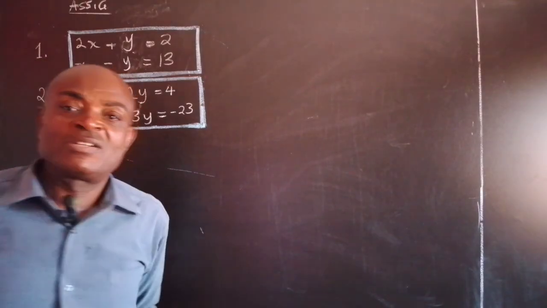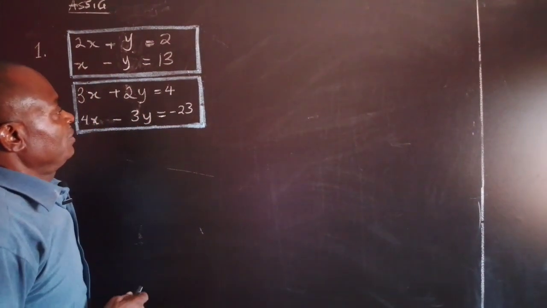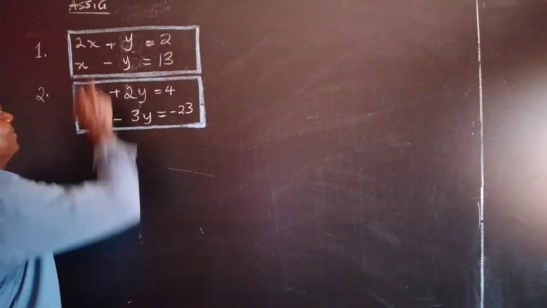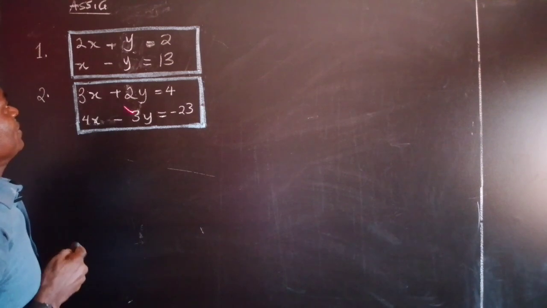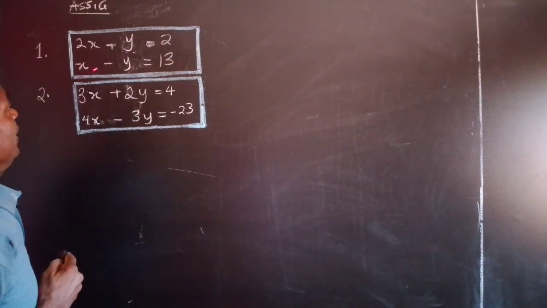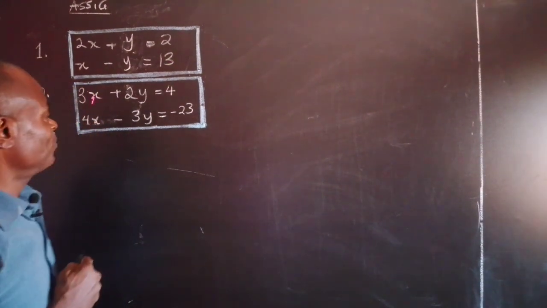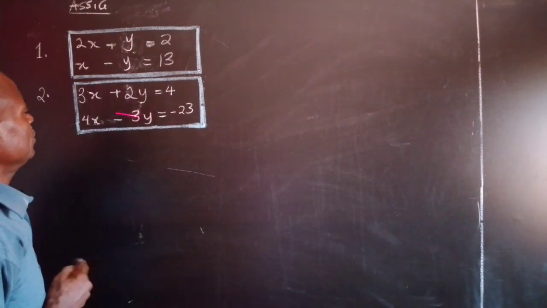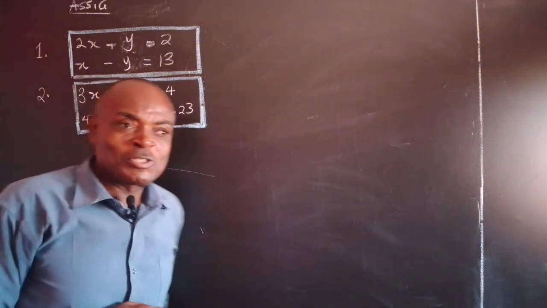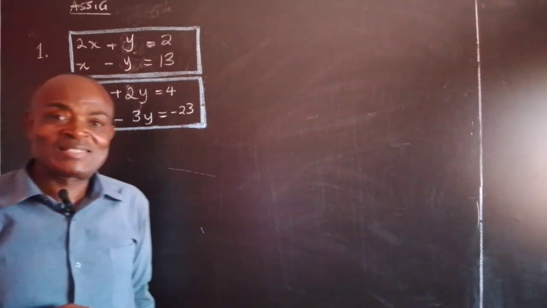If you have actually understood what we discussed with respect to Cramer's rule, I want to find out your understanding. There are 2 equations here that I want you to try as an assignment. The first question says 2x plus y equals 2 and x minus y equals 13. You are to use Cramer's rule to solve this problem. The next problem is 3x plus 2y equals 4 and 4x minus 3y equals -23. So please, solve these two questions using Cramer's rule, and then post your results on our platform.